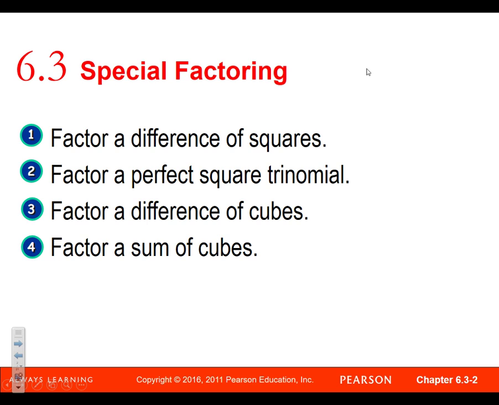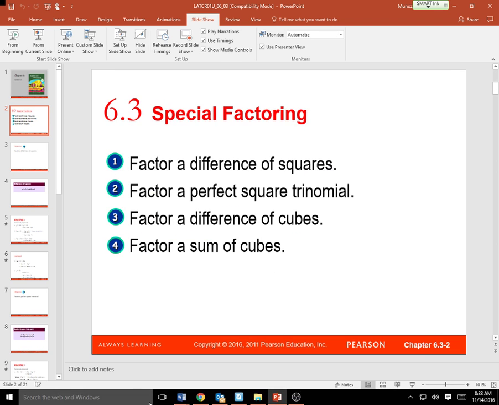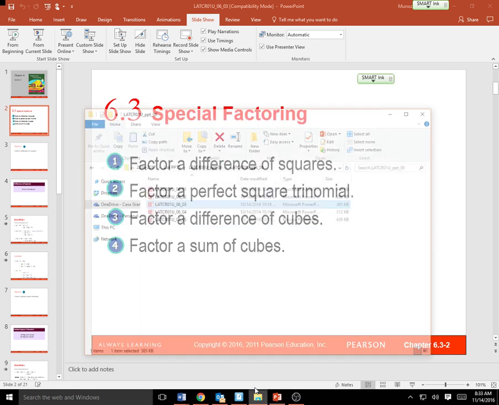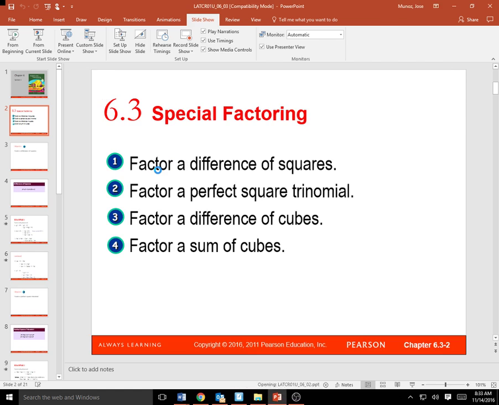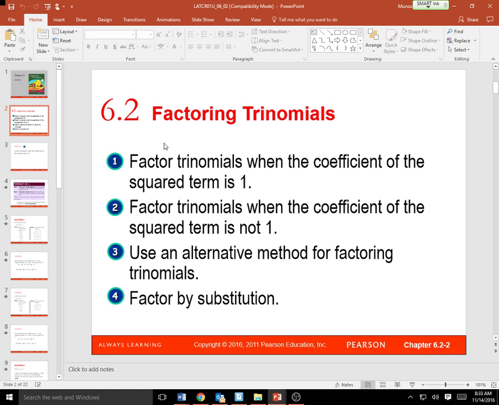Wait a minute, did we finish 6.2? No. I don't think we did. We started it, right? My bad. Let me take a look at it, because we're just doing examples. So now that I think about it, I don't even think we finished this one. So let's finish 6.2. I've got to change this video to 6.2, part B.